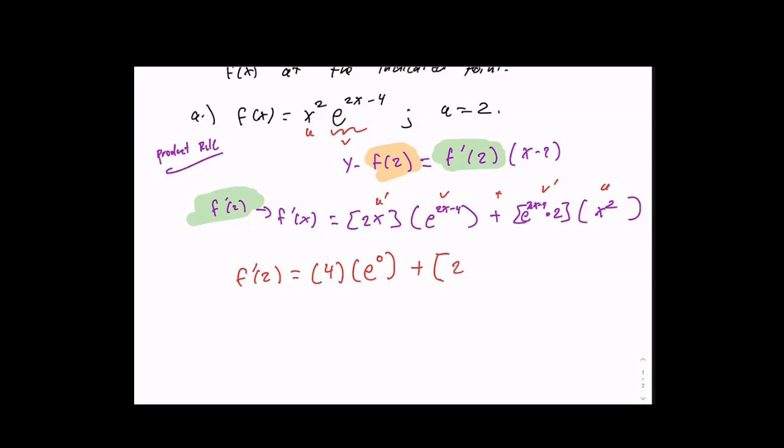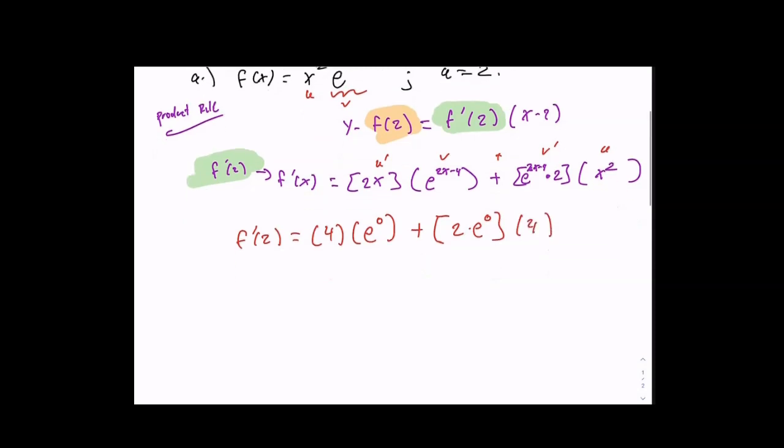2e to the 0, plus 4 times 4. Good. That gives me 4 plus 8, which is 12. So f prime of 2 is 12. Nice clean answer. Remember, e to the 0 is just 1.